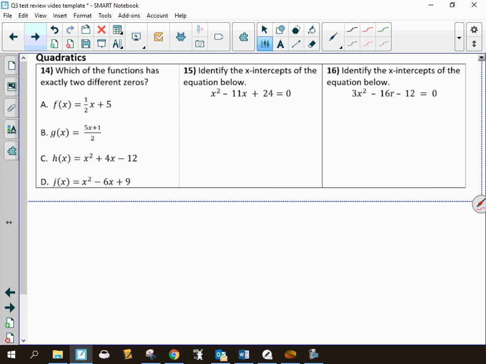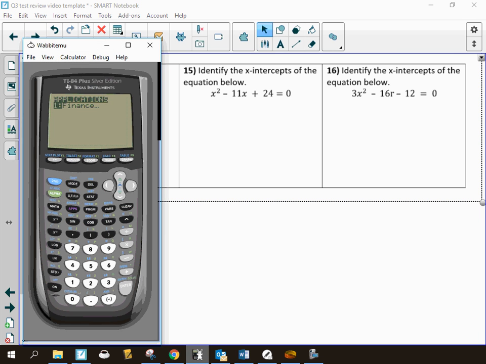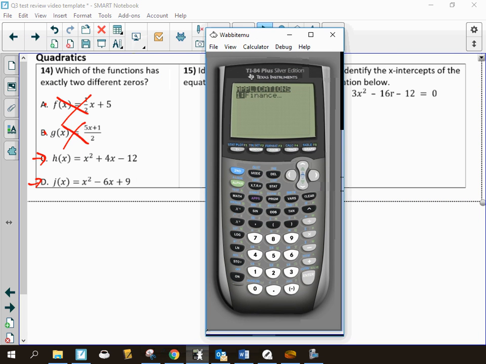So for number 14, which one of the following functions has exactly two different zeros? Well, a and b are linear functions. A straight line only crosses the x-axis once. So both of those are out. Now, c and d are both quadratic, so they're going to be parabolas. And the easiest way to do this is to actually just look at the graph. So I will graph both.